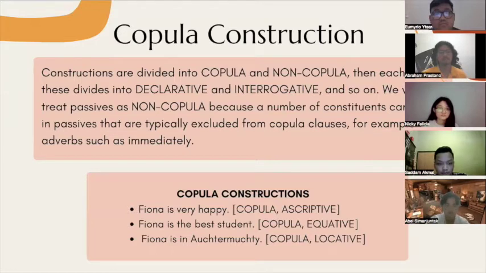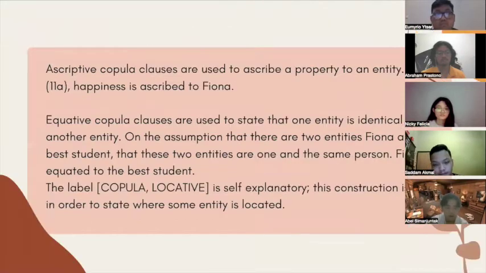Okay, there are 3 types of copula construction. 11A, Fiona is very happy, consists of copula and ascriptive. 11B, Fiona is the best student, consists of copula and equative. 11C, Fiona is outtermachi, consists of copula and locative. Copula is the Latin word for link and connection.